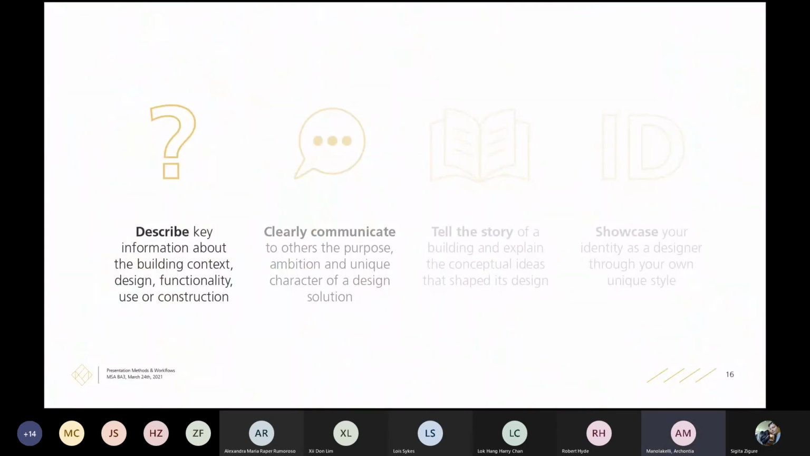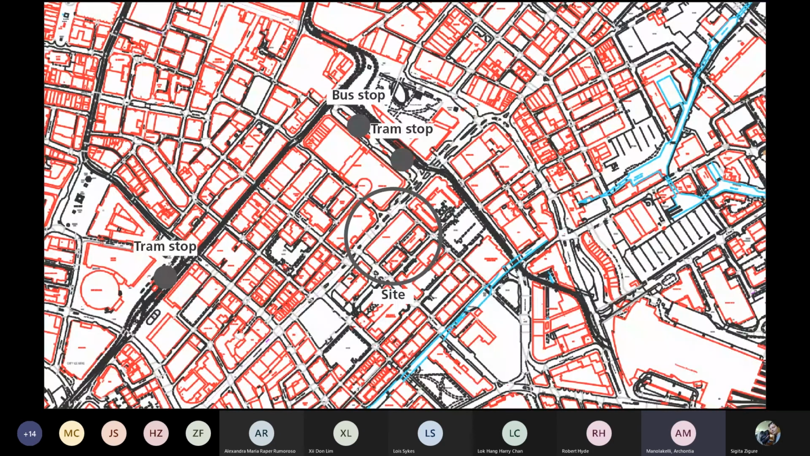So if we go back to the things we were looking at before, this drawing describes some key information. Does it clearly communicate an ambition, a unique character of a design solution? Not really necessarily. It kind of shows where different locations are, but it's not necessarily clear. And then does it tell a story? Not really. Does it showcase your identity? Definitely not. And that is because the drawing that you have here is actually not controlled by you. It's controlled by the software that you exported it from. So essentially everything that you see is decided not by you in this case.